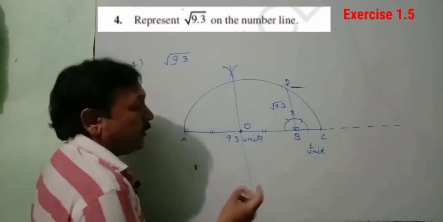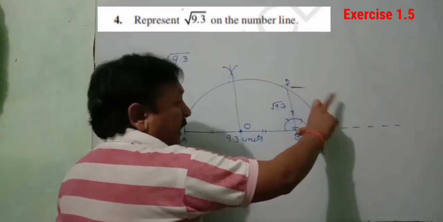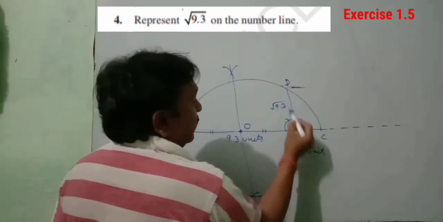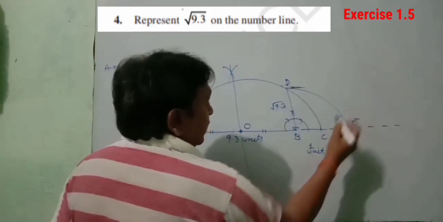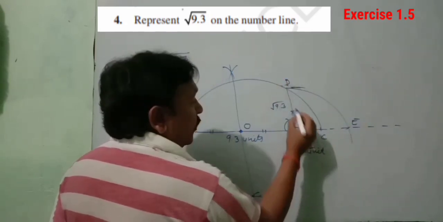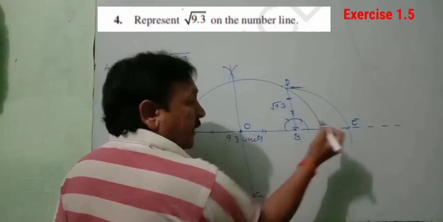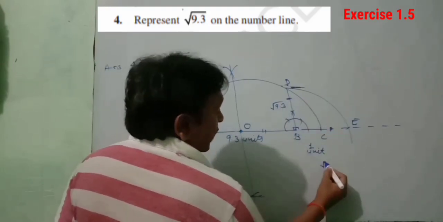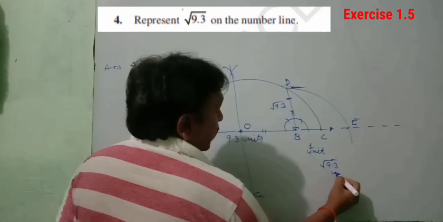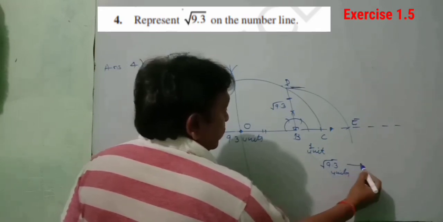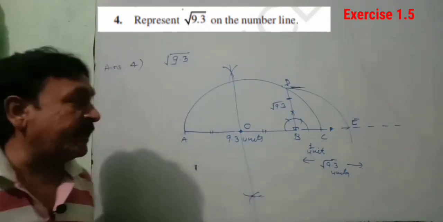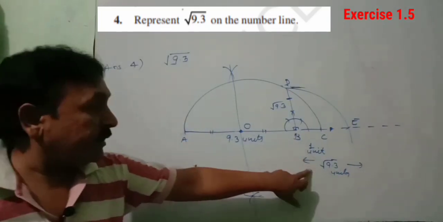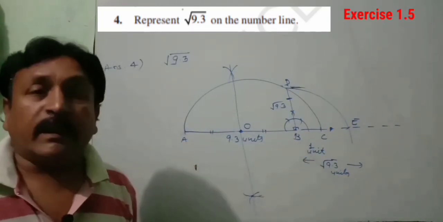Okay, so how to represent it? Again by the help of compass, put one arc taking BD as length. Suppose it intersects this line at E. It means we all know that BD will be equal to BE, so BE will also be equal to root 9.3 units. So okay, in this way we can represent root 9.3 on the number line. Is it clear or not?